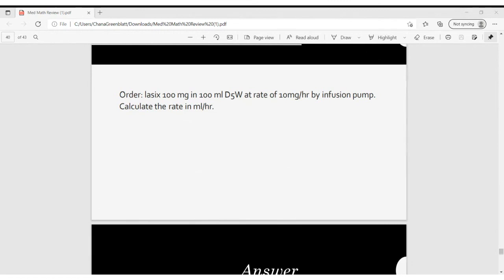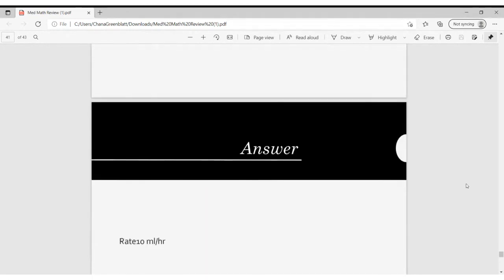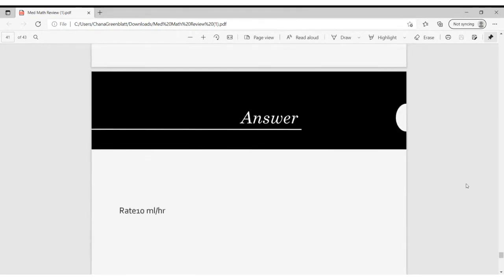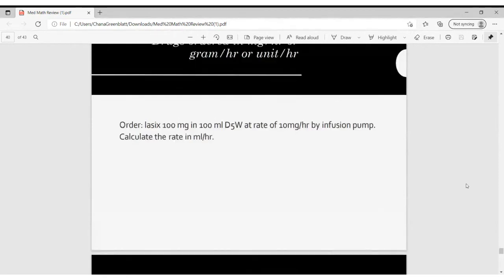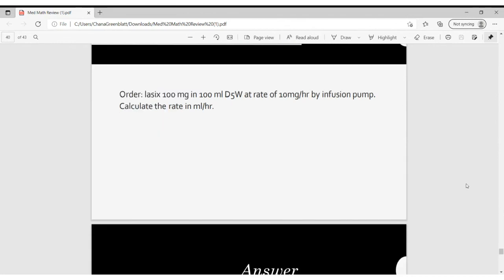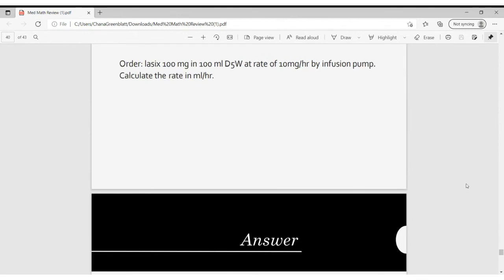Perfect. Again, this one's more of a logic one. So the way we got to 10 milliliters per hour is, again, if you have 100 milligrams in 100 ml and it's 10 milligrams per hour, you want to think about it that way. What's the difference between 10 milligrams and 100 milligrams? The difference is 10. And so it would be 10 milliliters per hour. And that would take a total of 10 hours.